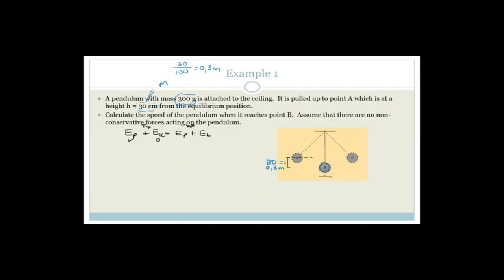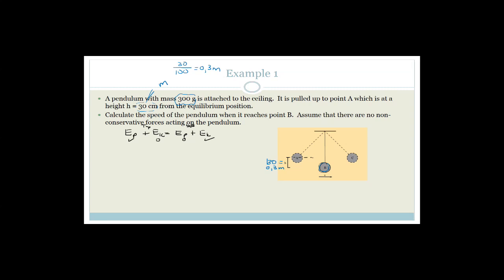At the bottom, there is no more potential energy. Unless the string breaks, there is no way that B can have any potential energy, because it's right at the bottom of the curve of the pendulum. So therefore, EP is zero. And what do we have then? We have some kinetic energy because we know that it is moving.